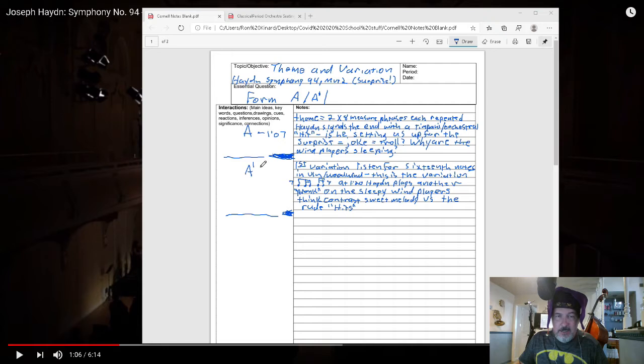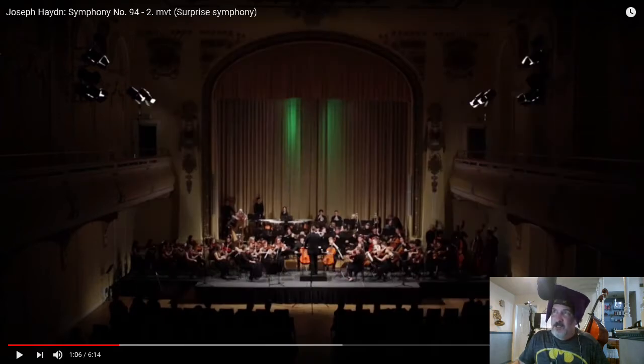So as we listen to A1, the first variation, let's listen for 16th notes in the violin and the woodwinds. This 16th note rhythm change is the main part of this variation. So here's the kind of rhythms that we'll be looking at, but mostly I want you to listen for them. You'll definitely notice it. At 1 minute 20 seconds, Haydn plays another prank on the sleepy wind players. So let's think about contrast between the sweet, light melody in the upper strings versus the rude, almost savage hits.